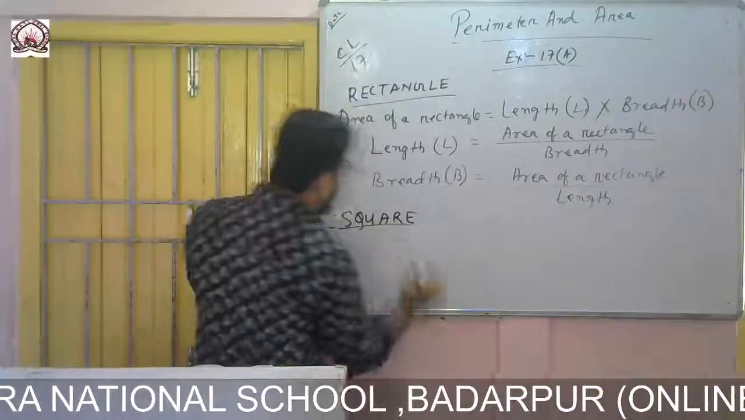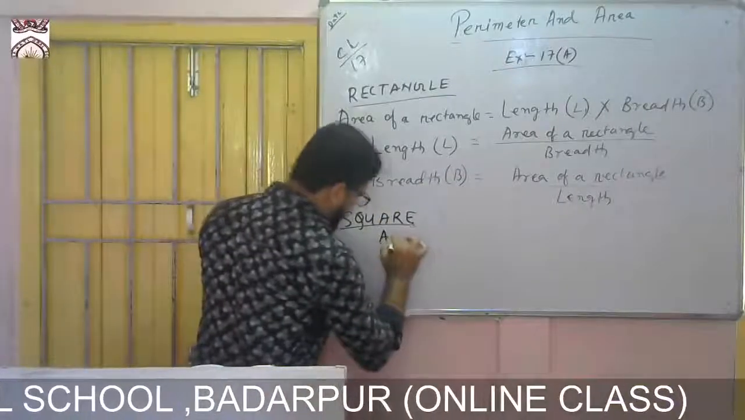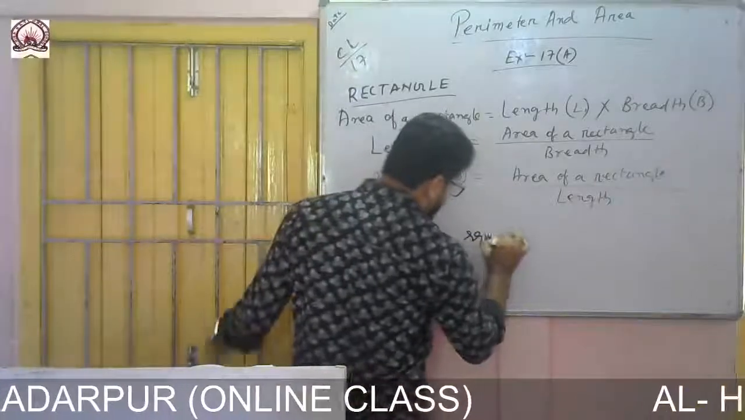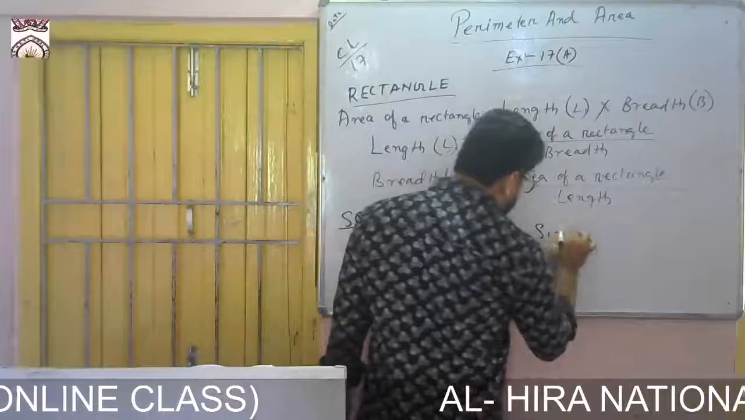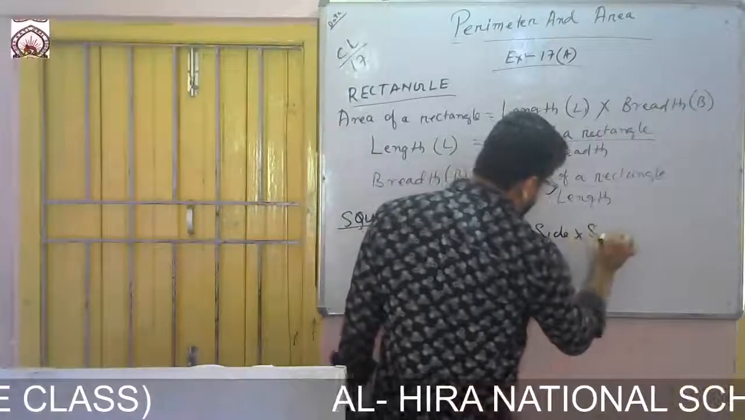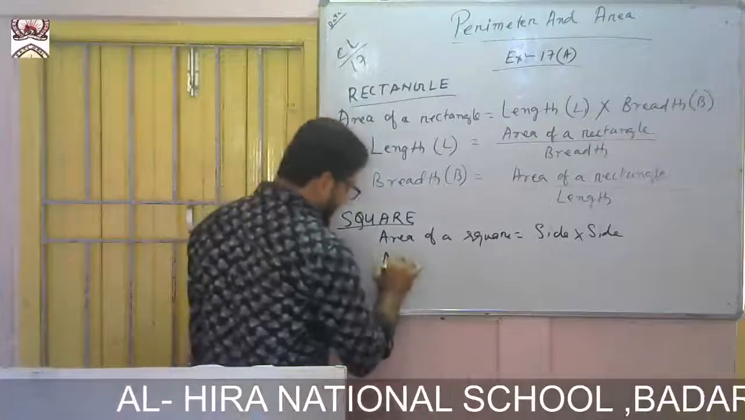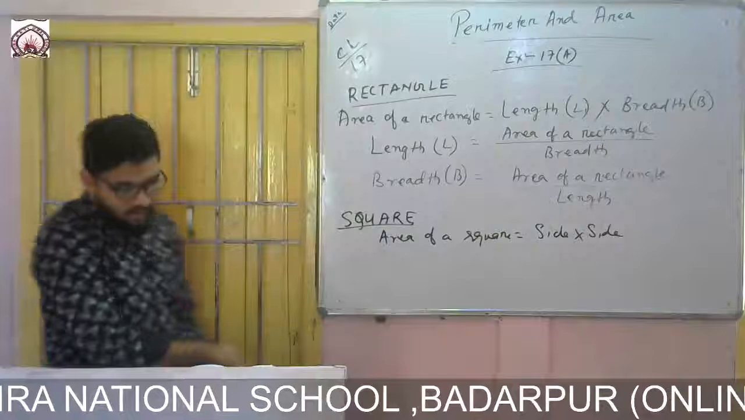For a square, the area of a square equals side into side. Side into side.